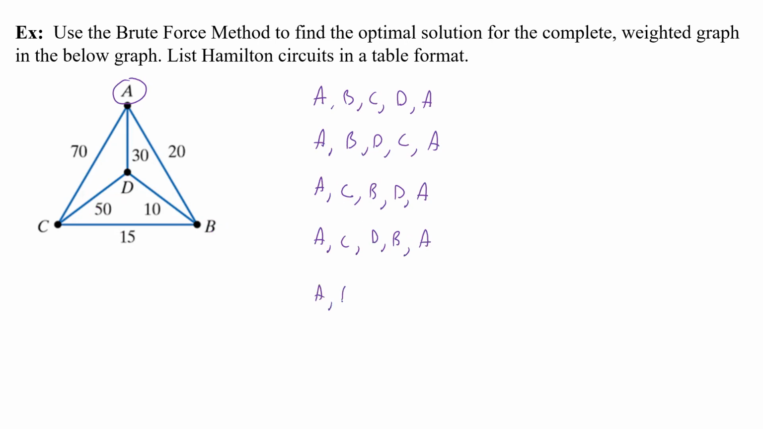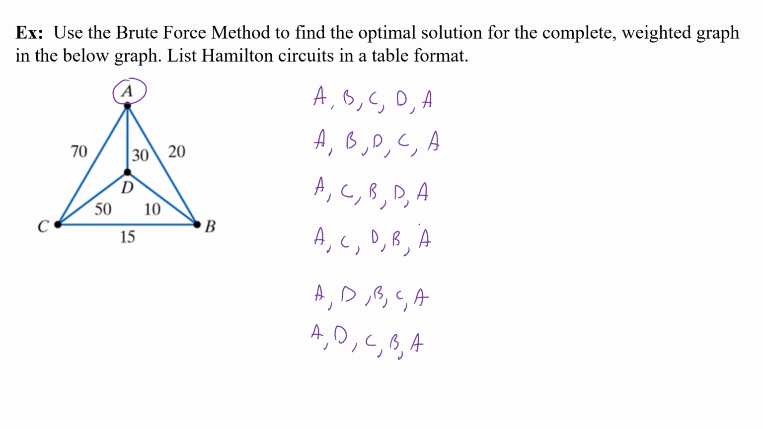And then we know that the next possible is going to D. And so we could go A, D, B, C, A. Or we could go A, D, C, B, A. We could go the other way. Okay. So those are our six possibilities.